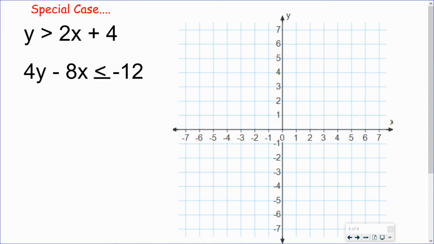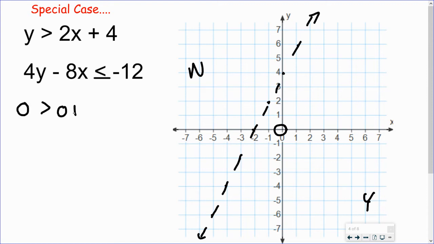So let's see here. Let's do this first one. You go over 4 per that, up to 1. Can't run out of room. Down to. Keep going here. There they are. Dash line. Yes side, no side. 0 bigger than 0 plus 4. Is 0 greater than 4? That's a big no, so I'm going to shade this way.